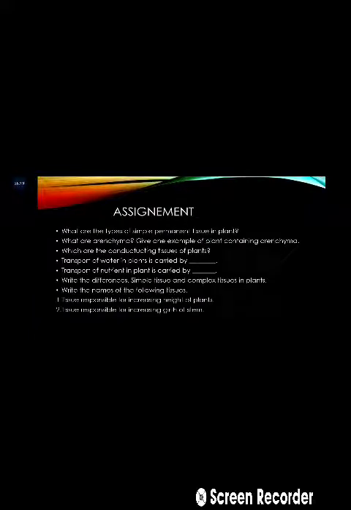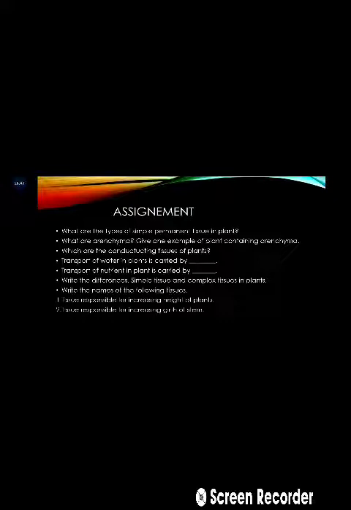This is your assignment. You can just take a screenshot and complete the assignment. Let us discuss it quickly. What are the types of simple permanent tissues in plant? There are three types of simple permanent tissue: parenchyma, collenchyma and sclerenchyma.